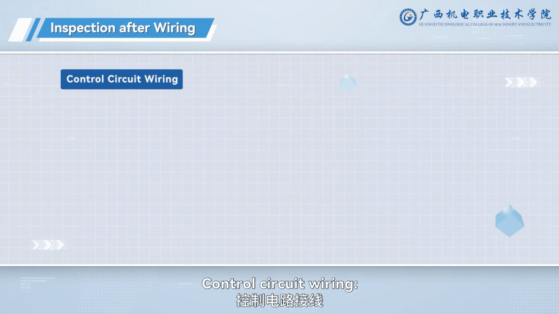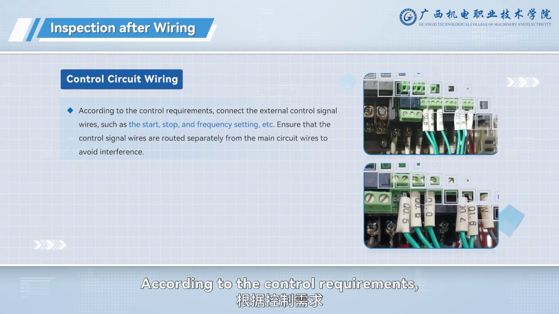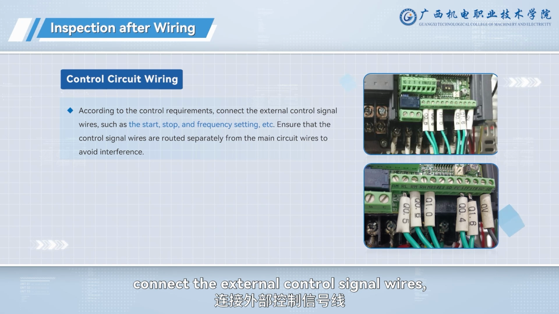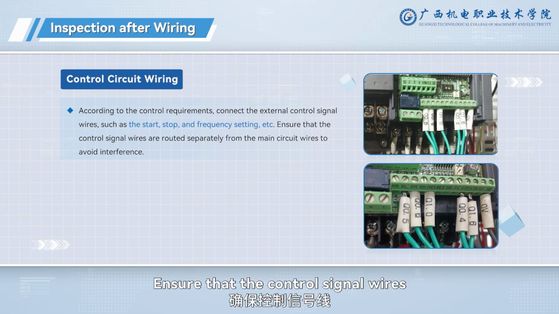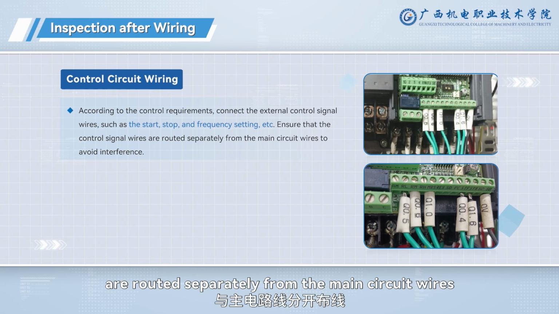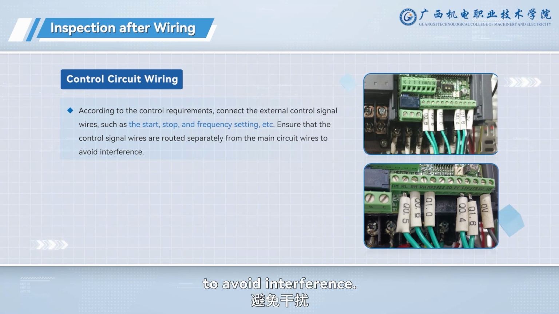Control circuit wiring. According to the control requirements, connect the external control signal wires, such as the start, stop, and frequency setting, etc. Ensure that the control signal wires are routed separately from the main circuit wires to avoid interference.